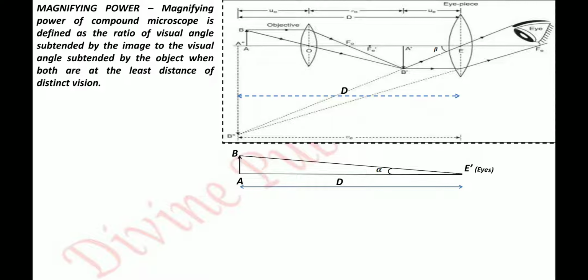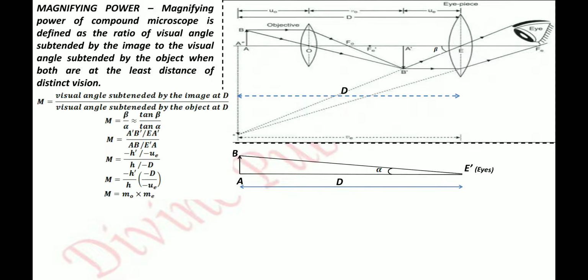Then mathematically we can write M is equal to visual angle subtended by the image at D upon visual angle subtended by the object at D. Visual angle subtended by the image is beta. Visual angle subtended by the object is alpha. So M is equal to beta upon alpha, which is approximately equal to tan beta upon tan alpha. It is the same old song where we used to say that the angles are so small that we can write tan beta in place of beta, and tan alpha in place of alpha.